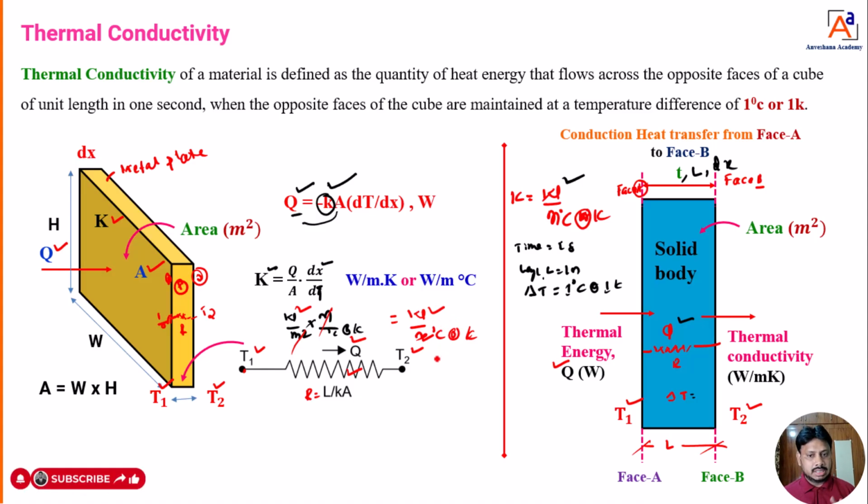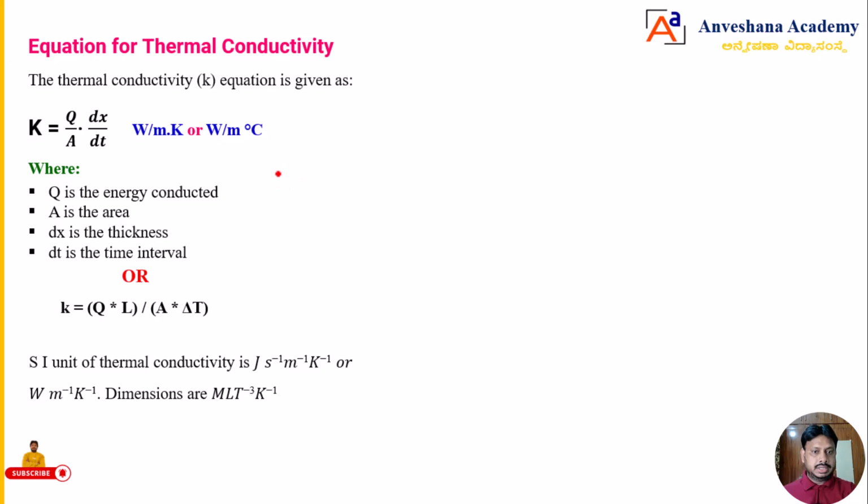That is known as thermal conductivity, and we can calculate it with the help of Fourier's law of conduction equation. So I will write that equation here now, dear students. Thermal conductivity is represented as K. K is equal to Q by A into dx by dT, with unit watt per meter Kelvin or meter degree Celsius, where Q is the energy conducted, A is the area, and dx is the thickness. Q is in watt, area is in meter square, dx is in meter, and dT is the change in temperature, either in degree Celsius or Kelvin.